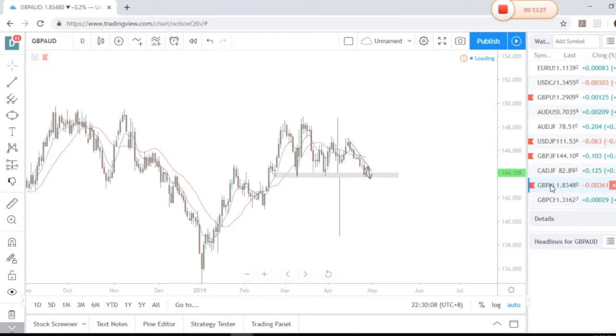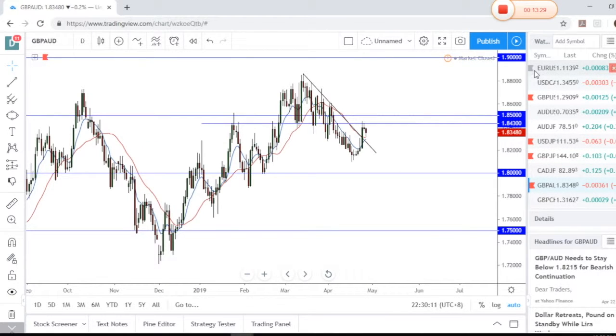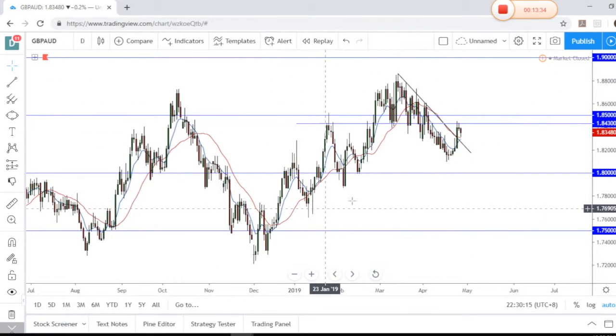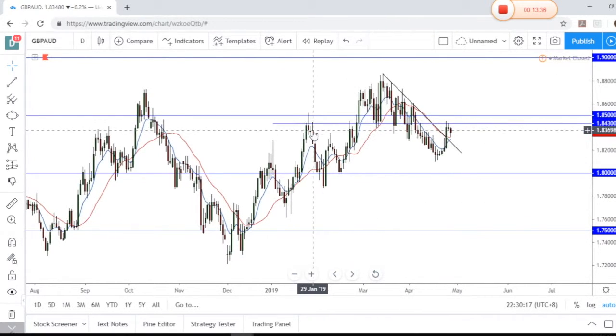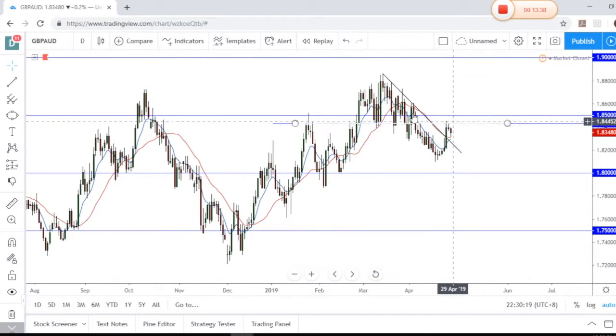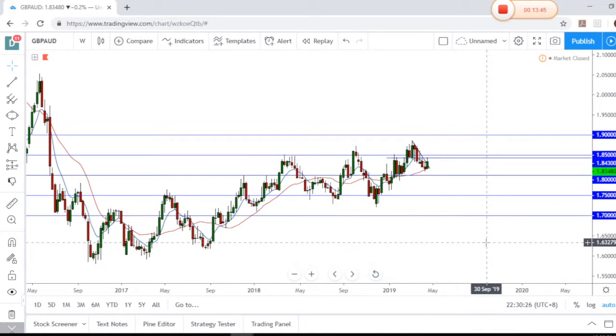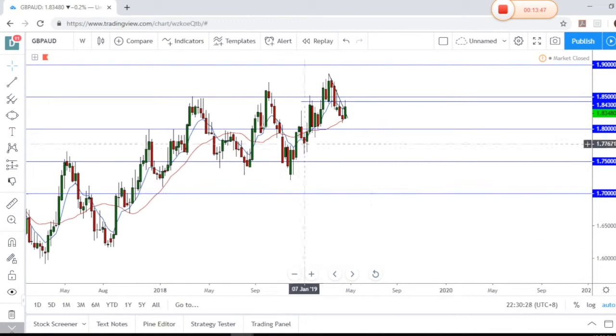So let's go on to our pound Aussie dollar. Here we can see a left shoulder, and then a right shoulder. Let's go back to our weekly time frame first. On this weekly time frame, the 1.143 area, 1.843, is one of the psychological levels.